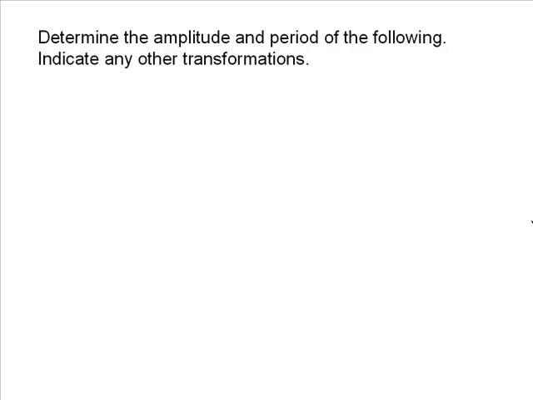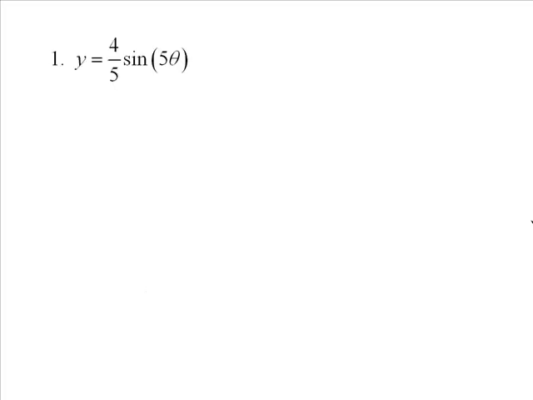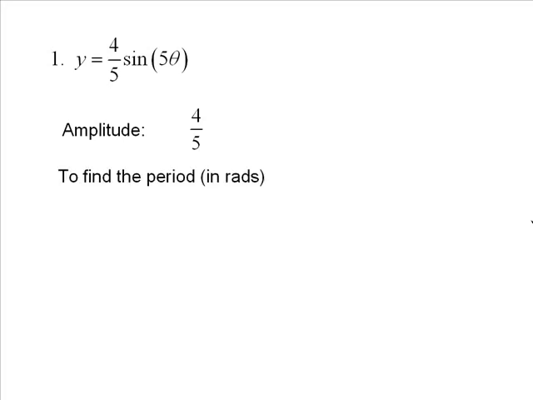Let's do a couple examples. Here we want to get the amplitude and period of each of the following, and then indicate any other transformations. Start off with y is equal to 4/5 sine 5 theta. So lots going on with this one. That 4/5 in front, the vertical stretch factor, produces the amplitude of 4 over 5. Then we need to find the period. Let's do this one in rads. We have a b value of 5, and the period is always 2 pi divided by b.